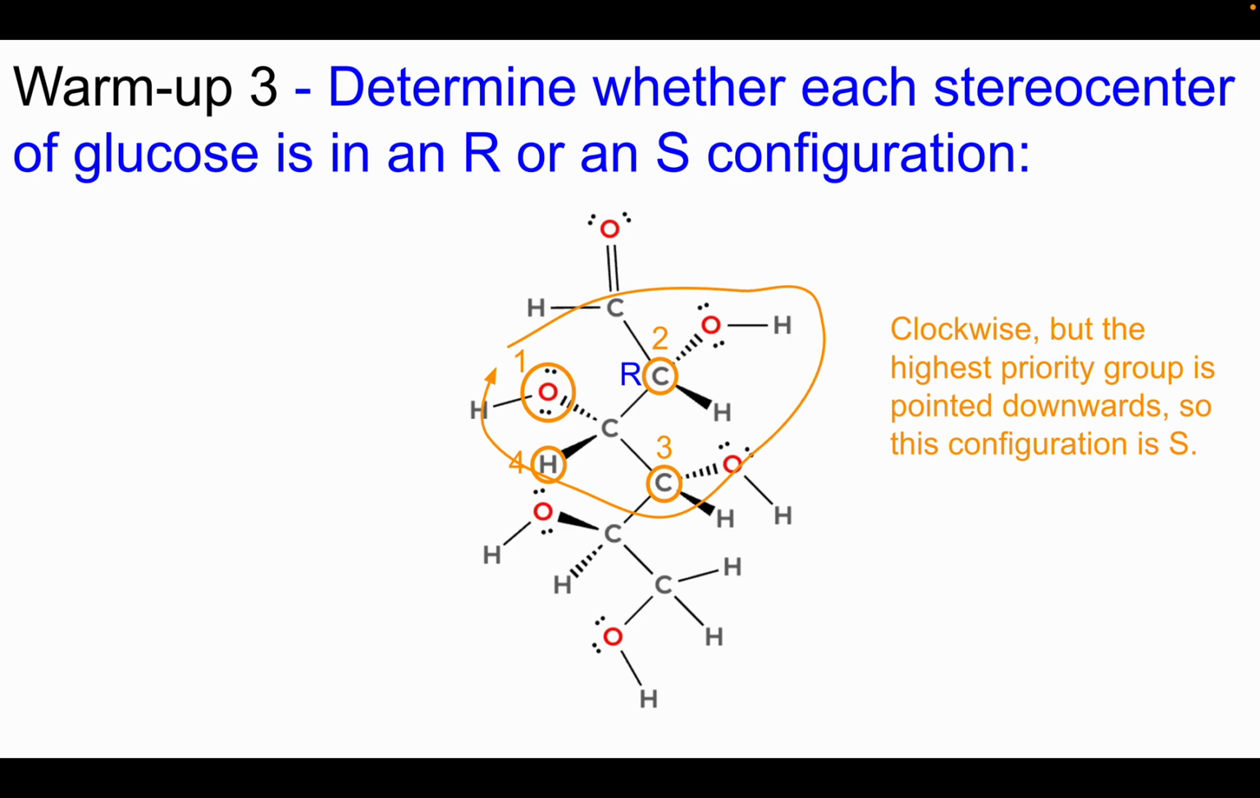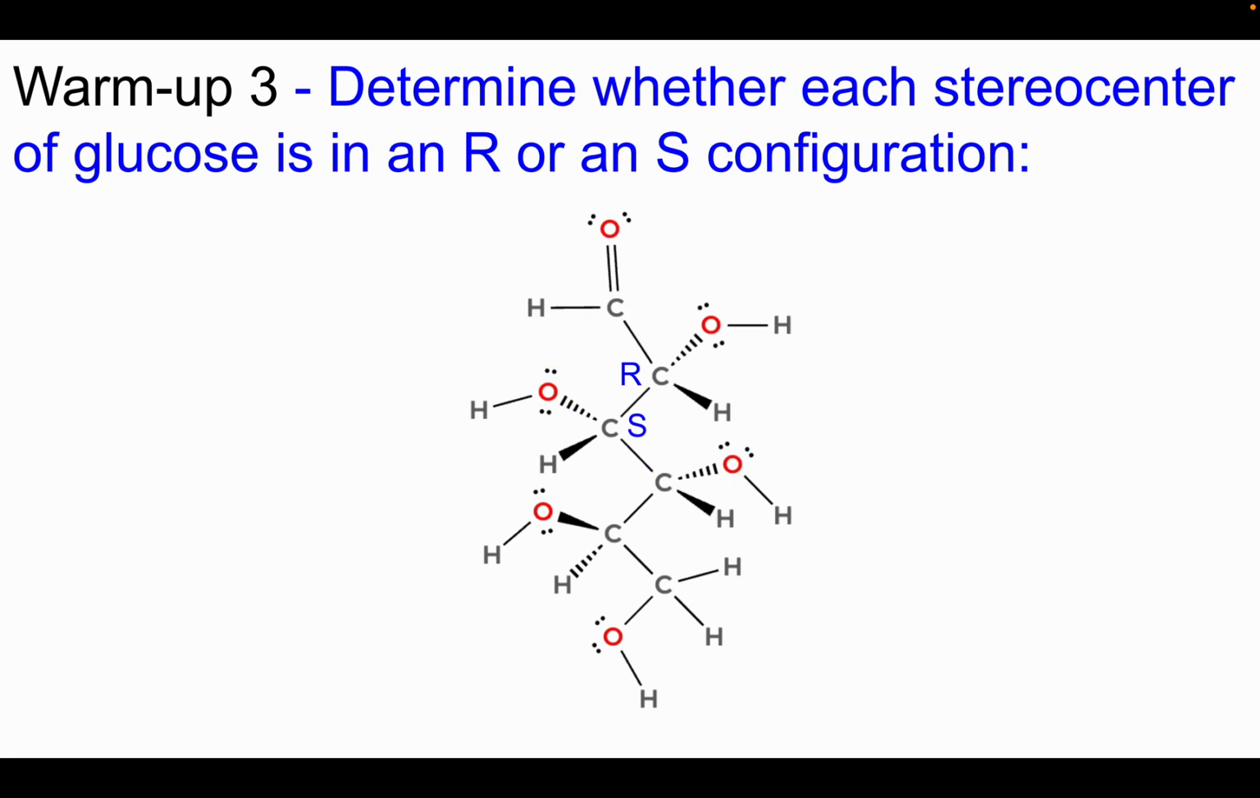But again, our highest priority group is pointed downwards. So normally when we see clockwise, we would expect the configuration to be R. But since our highest priority group is pointed downwards, we're essentially looking at this molecule from the bottom, which means that the configuration is actually S.